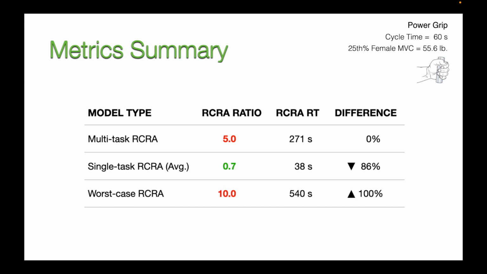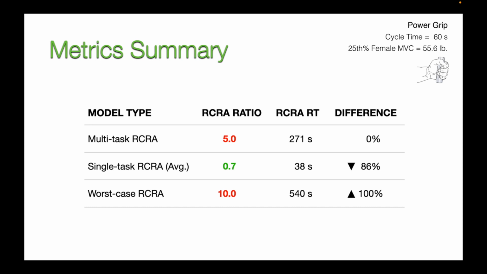And notice that when we ran the model with the average force inputs, it said it was okay. It said we had sufficient recovery time, 38 seconds. Remember, we had 54 seconds of in-cycle recovery. And notice when we ran it worst case, it said it was really bad. It was 10.0. So the takeaway there is when you use the average, you're typically going to understate the risk.